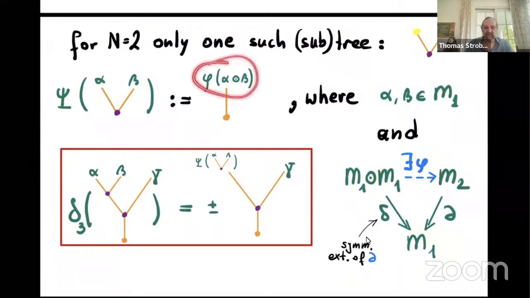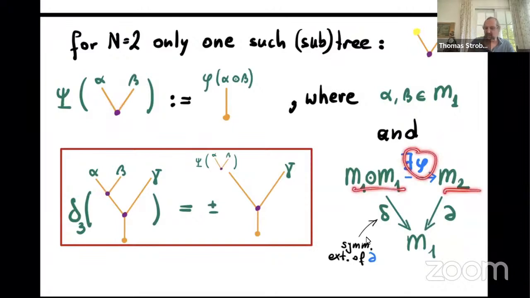And this gives this phi. This psi is of degree minus one because you lose a dot. It also works correctly because this map phi was degree preserving, but you lose a dot, so this becomes degree minus one as well.